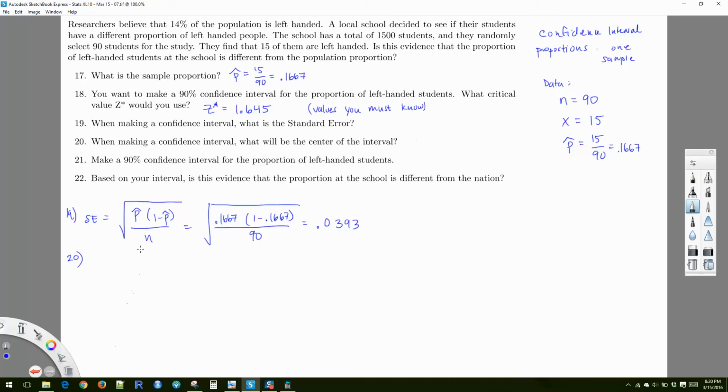So number 20, the center of our interval is going to just be p hat, which is 0.1667. And number 21, we're going to make a confidence interval. So we're going to have p hat plus or minus our z star times the standard error.